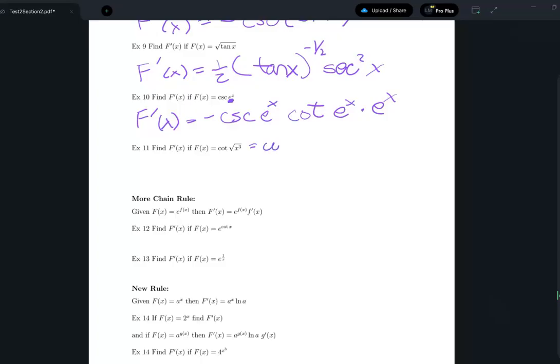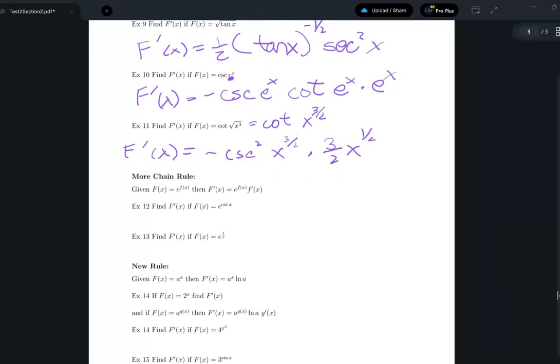I'm going to take the time to rewrite this one. This is x to the 3/2, right, because it's power over root. So the derivative will be negative cosecant squared, carry the angle along, and then multiply by the derivative, and there it is. Okay, so we know the derivative of e to the x is just e to the x.